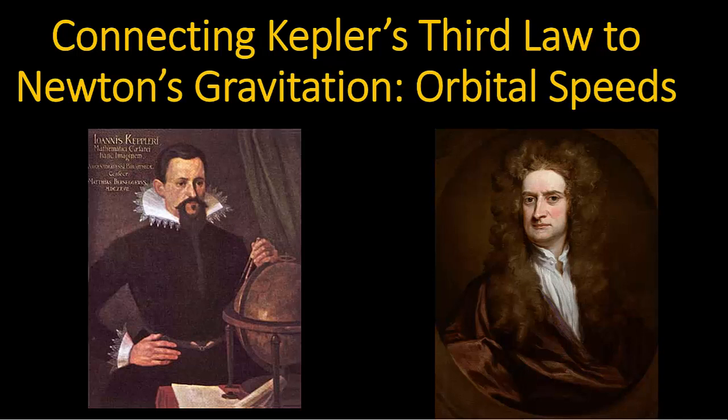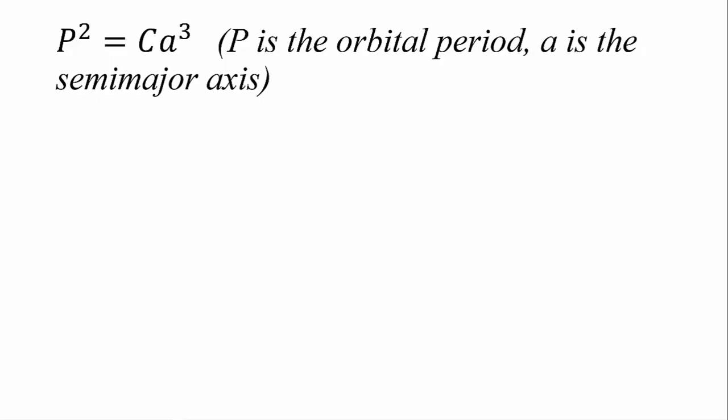We won't go through all the details of the mathematics leading from Newton's law of gravitation to Kepler's third law, but for the simpler case of circular orbits, we'll look at a couple of relations that come out of that, which will help us understand some key points about how orbiting objects behave. Here's Kepler's version of Kepler's third law: p squared equals c a cubed, and hopefully by now you know that p is the orbital period and a is the semi-major axis. With Kepler's law as this is written, we usually use the orbital period in years and the semi-major axis in astronomical units.